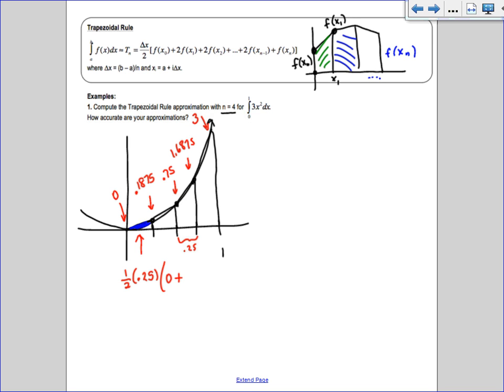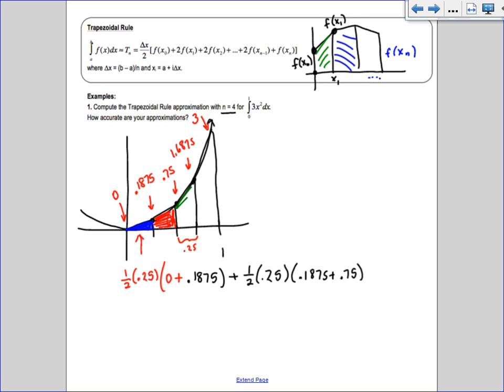Okay, so for this first trapezoid, I'm using the term trapezoid lightly because it's really a triangle. Do you guys all see that's a triangle? The B1 was 0, and the B2 was 0.1875. That's why it's creating the triangle equation, 1/2 base times height. Okay, and then plus, I'm still going to have my 1/2 times 0.25, but now my B1 is 0.1875, and my B2 is 0.75. Okay, so that was this one.